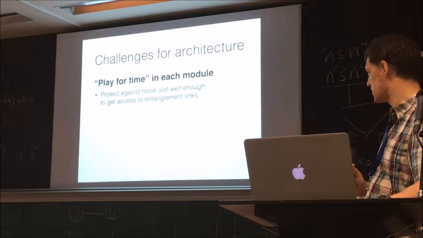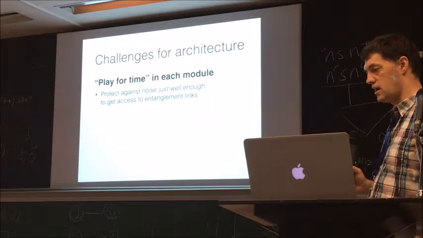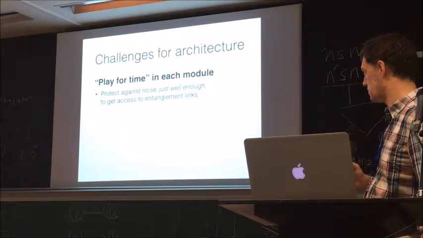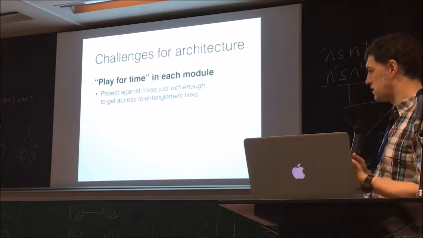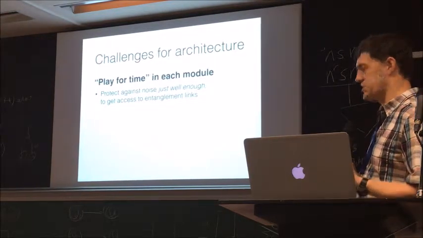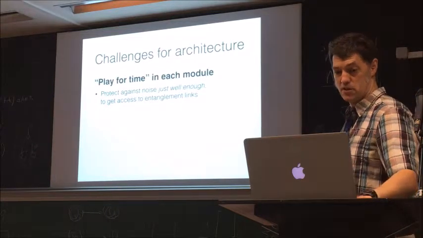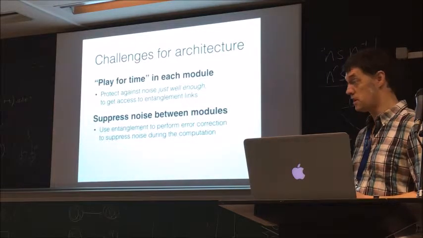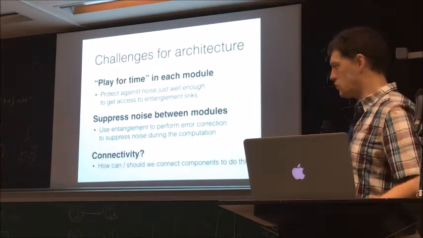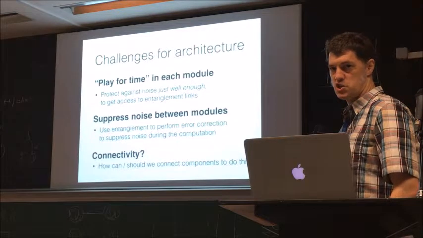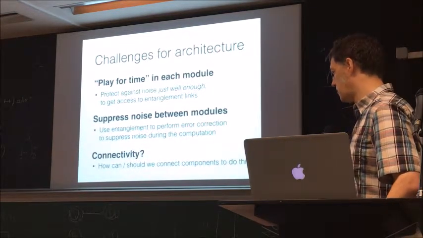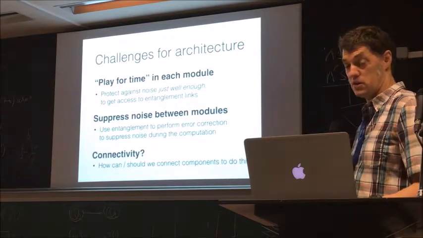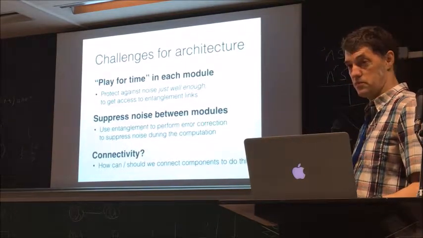So the challenge, given this, is to play for time within each module. We only have so much time before the data corrupts while we're building these entanglements. We want to delay the corruption process, to slow it down just enough so that we can make good use of the entanglement. Once we have the entanglement, we want to use that to do further suppression of noise. And then there's the separate question of how we should arrange these modules in relationship to one another so that we can have a scalable way to actually build a computer and have a reasonable expectation that we can do useful operations with them.